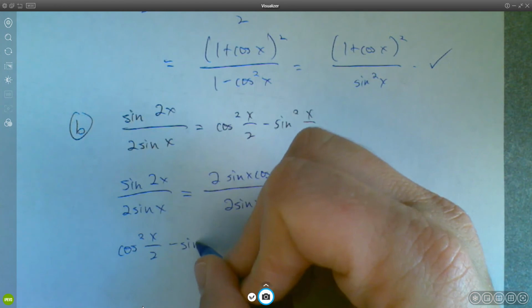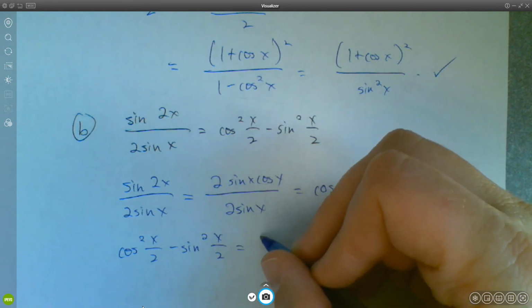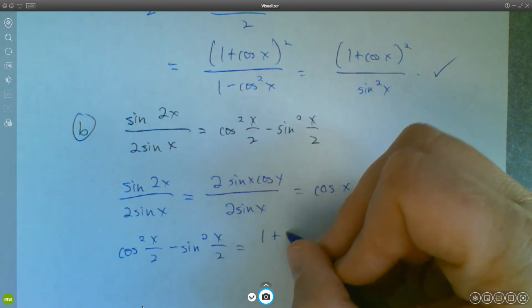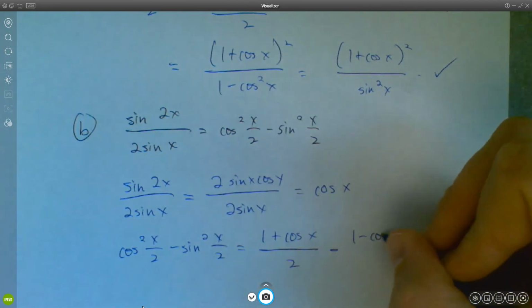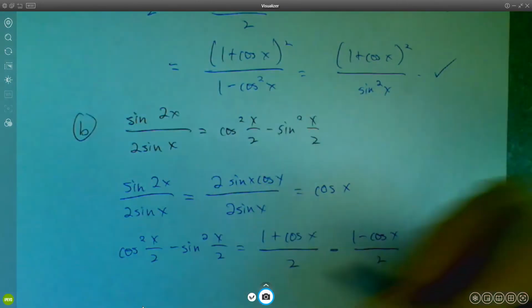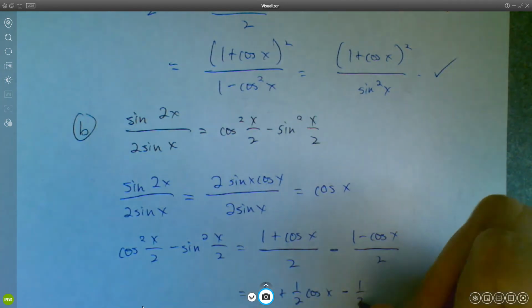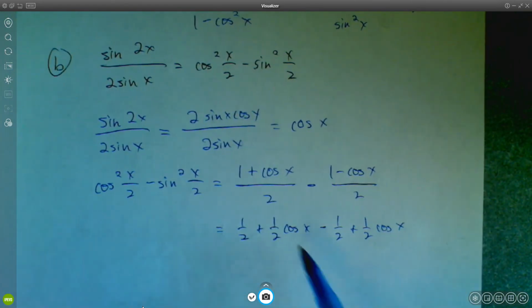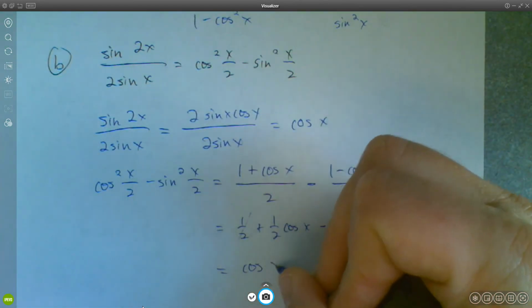Apply these power-reducing identities. So cosine squared x over 2 is going to be 1 plus cosine x over 2. And then for sine, it's going to be 1 minus cosine x over 2. Okay, that's 1/2 plus 1/2 cosine x minus 1/2 plus 1/2 cosine x. Just splitting the denominators there. But sure enough, the 1/2s are gone. The half cosine x's will become just a 1 cosine x, and there it is.